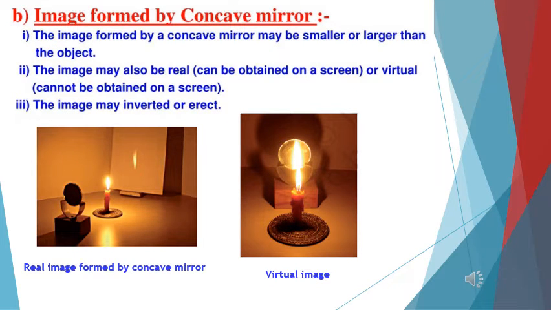Now let us understand about the characteristics of the image formed by concave mirror. The image formed by concave mirror may be smaller or larger than the object. The image may also be real. Real image means you can obtain it on a screen, or it may be virtual. Virtual means you cannot obtain it on the screen. The image may be inverted, that is upside down, or it may be erect, that is straight.